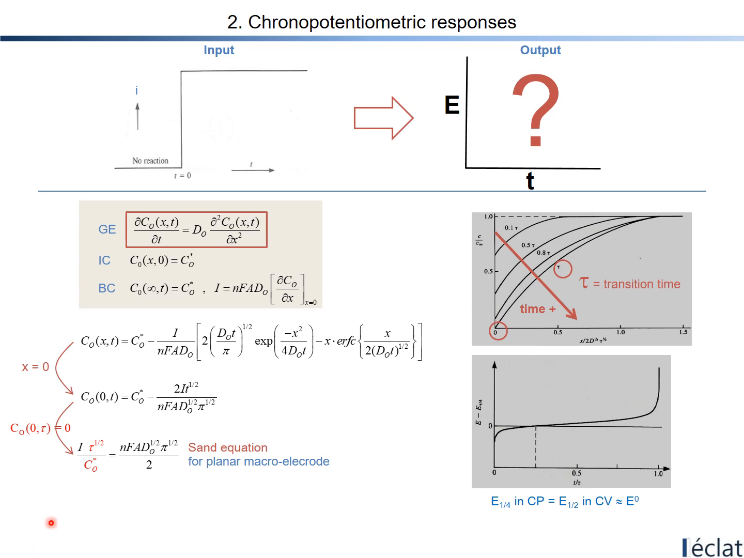Let me draw the slope here. And here is the slope, another slope, another slope, and another slope. When the surface concentration is going to 0, we didn't experience any change in the slope of the concentration profiles. This is the characteristic thing of the chronopotentiometric responses.